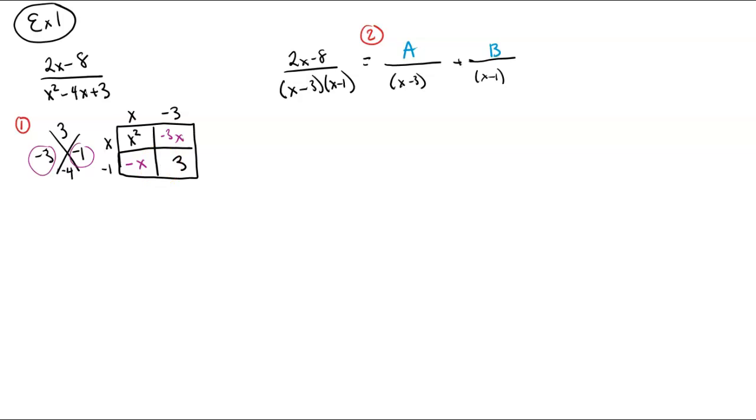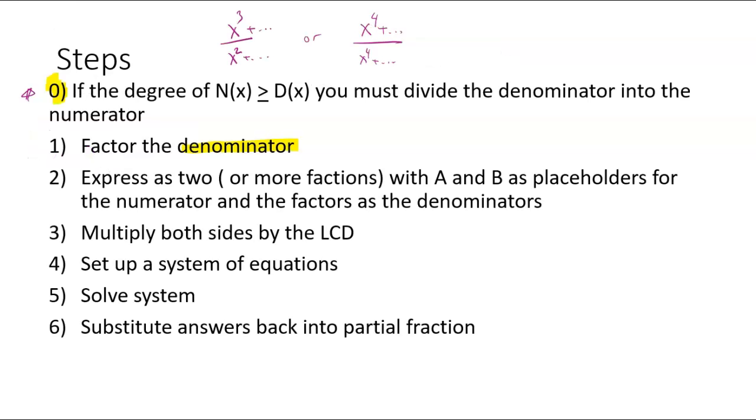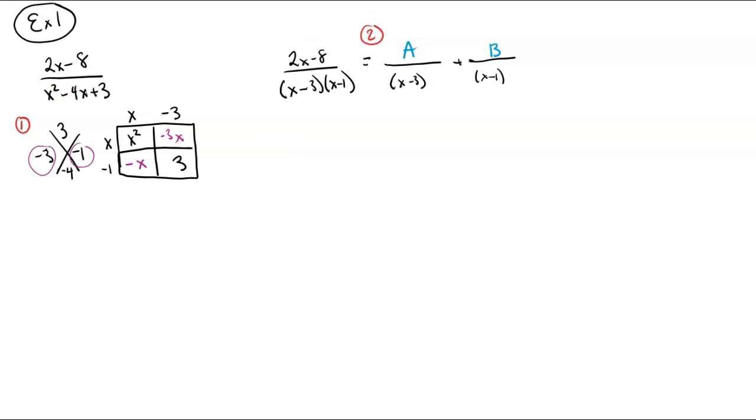All right, so once we put our placeholders A and B, the next step is step number 3. We're going to multiply by the LCD. So step number 3 is going to look something like this. So this will be 2/3. We'll put them together. So I'm going to multiply both sides by my binomial, x minus 1, x minus 3. Doesn't matter how we write it. So what that looks like, everything on the left-hand side is going to disappear. So we'll just be left with 2x minus 8.